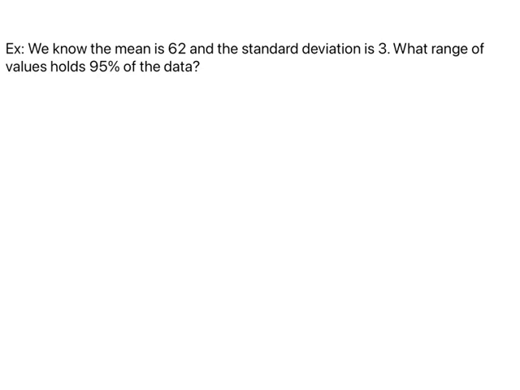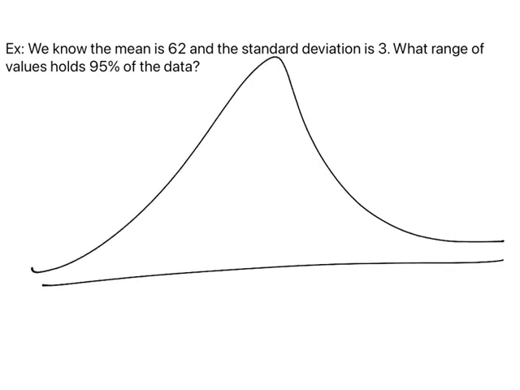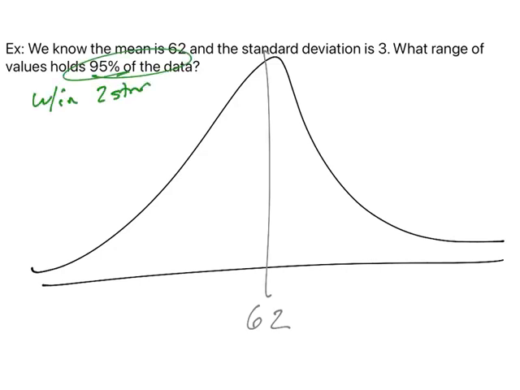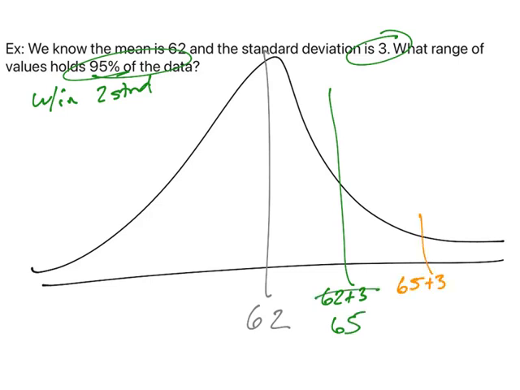So we know the mean is 62 and the standard deviation is 3. What range of values holds 95% of the data? Well, if I'm drawing myself a distribution curve, I know the mean in the middle is 62. Now, 95% of the data is within 2 standard deviations. So for 1 standard deviation, I'm going to add 3. 62 plus 3 is 65. To get the next one out, I add another standard deviation. 65 plus 3 is 68. So that's one of them.